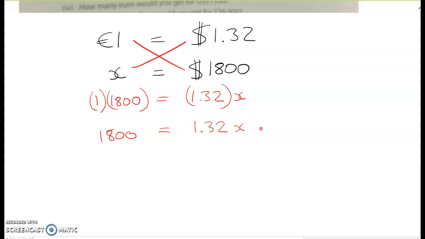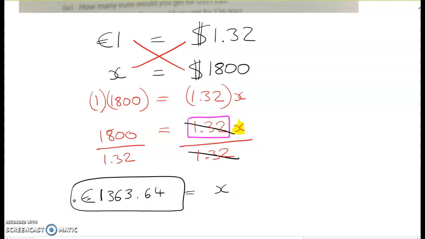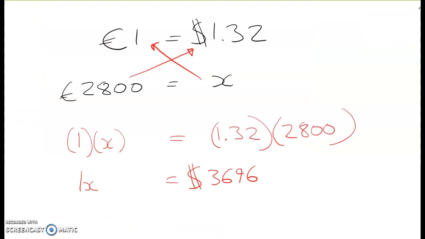Now I want to get rid of this thing in front of x, because I want to get x on its own, remember. So I've got to divide by 1.32. So I've got to do the same over here. That'll cancel there and there. And I'm left with 1,363 euro and 64 cents. That's how much money I'll get for 1,800. Okay, hopefully you got that one right. And there is the answer to the second one. I've just run out of time. Okay, I hope that helped.